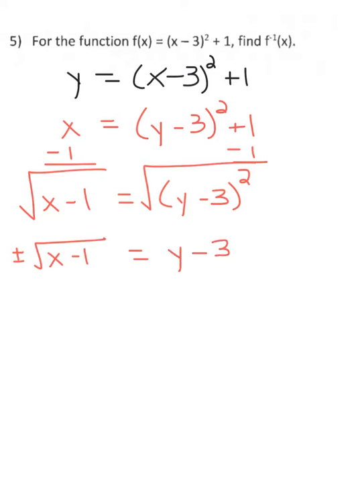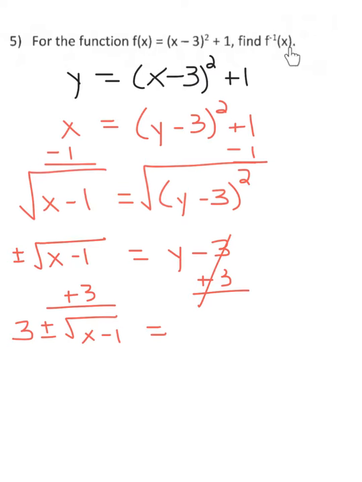Okay, and then to get the y by itself, just add 3 to both sides of the equation. So it leaves us with, you could write plus and minus radical x minus 1 plus 3, but normally what you would do is you would put this 3 in front of the plus and minus. Okay, just kind of like when we do the quadratic formula, completing the square, there's a number in front of this. So I'm going to rewrite this as 3 plus and minus radical x minus 1. And then instead of y, I'm going to replace it with f inverse of x.